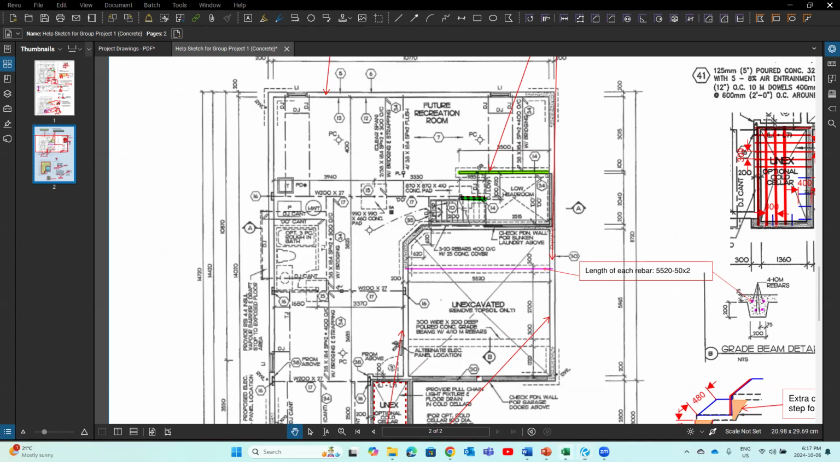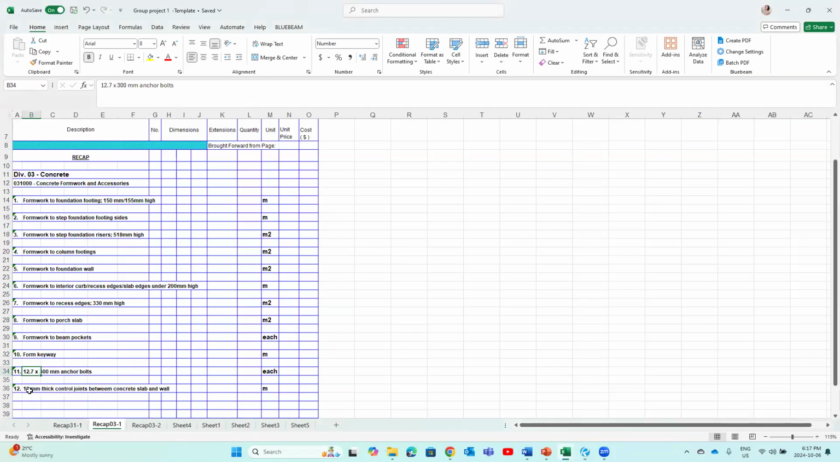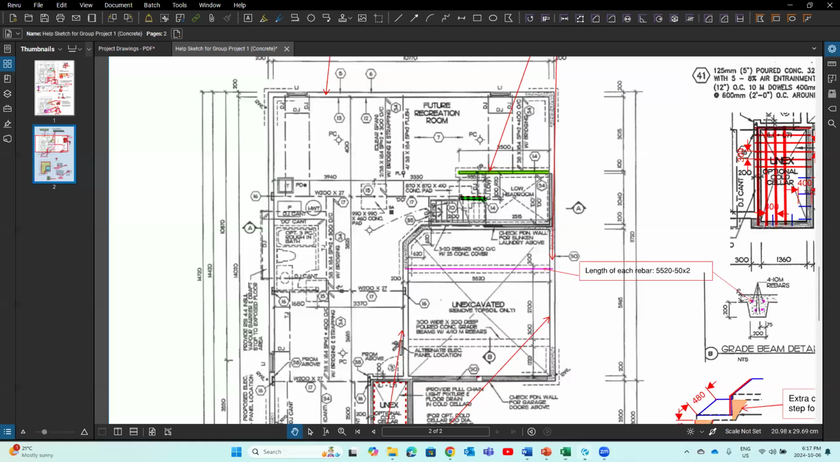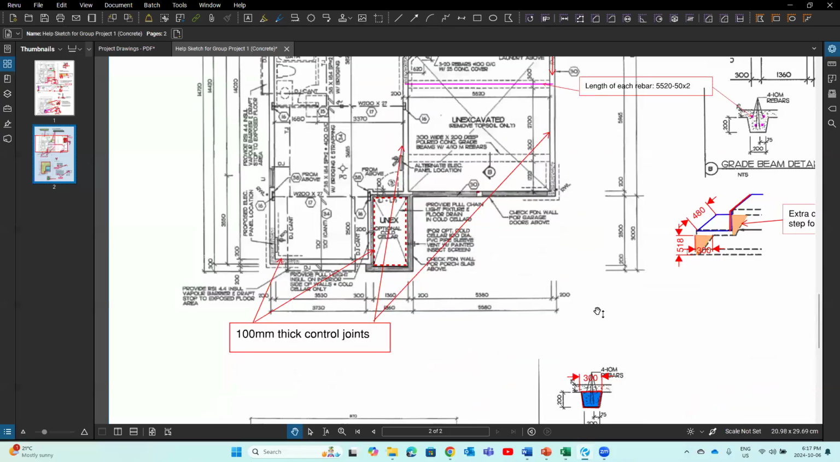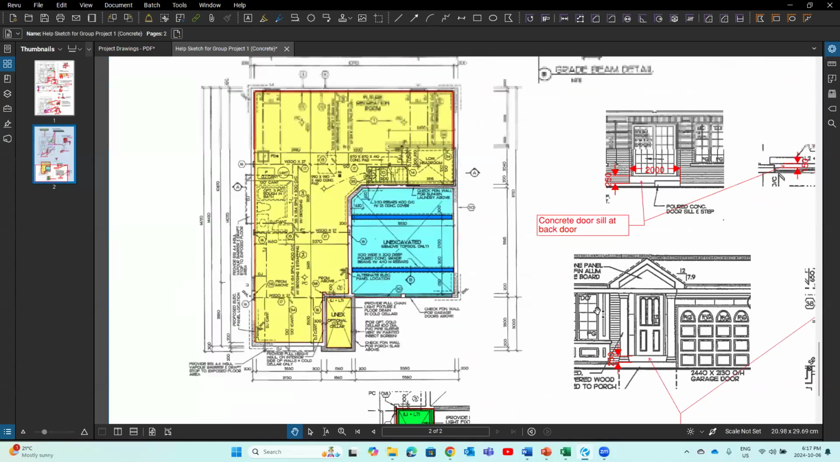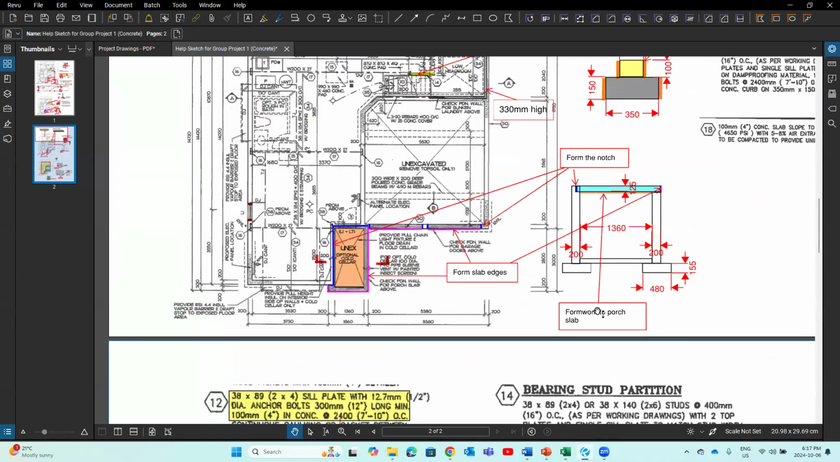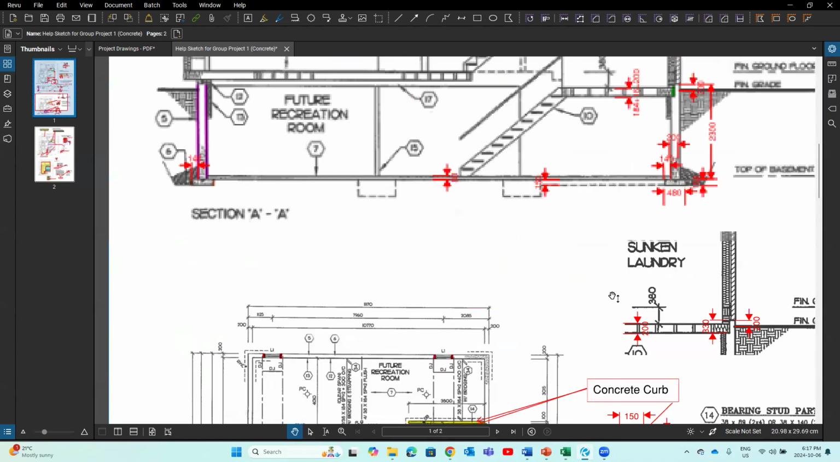So that's anchor bolts. Control joints, right? We measured by how many meters by length. First, we need to understand where we have these control joints. Let's look at the section here.